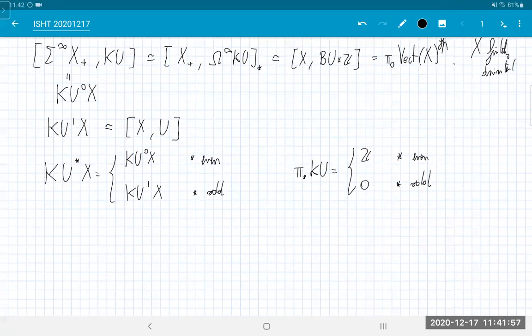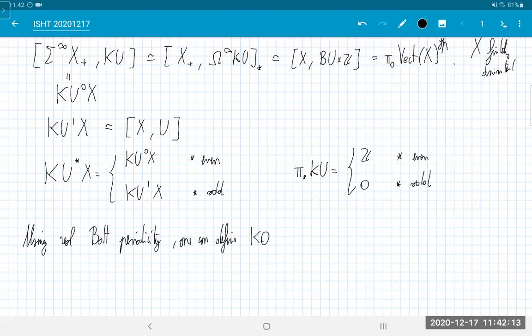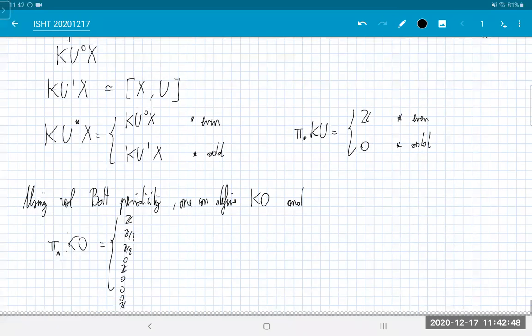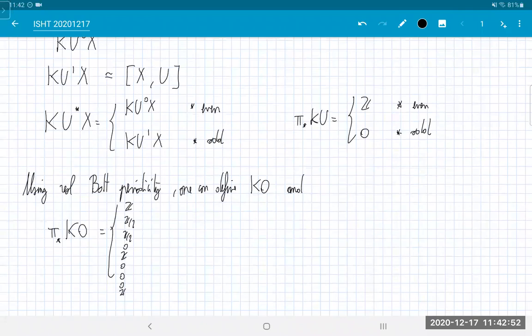And maybe I should also mention that using real Bott periodicity, which I haven't proven, one can define KO. The homotopy groups of KO, I think I'm morally obliged to mention them. They're eight periodic, and I learned this mnemonic from Mike Hopkins. So they're Z, Z2, Z2, 0, Z, 0, 0, 0, Z. Sorry, it's ridiculous, but since Mike Hopkins told me this mnemonic, I never forgot these groups anymore.